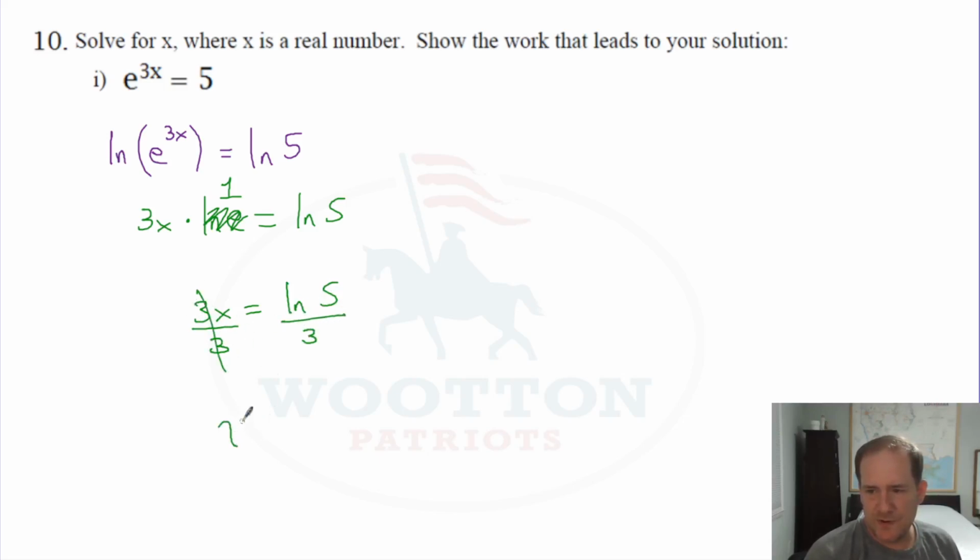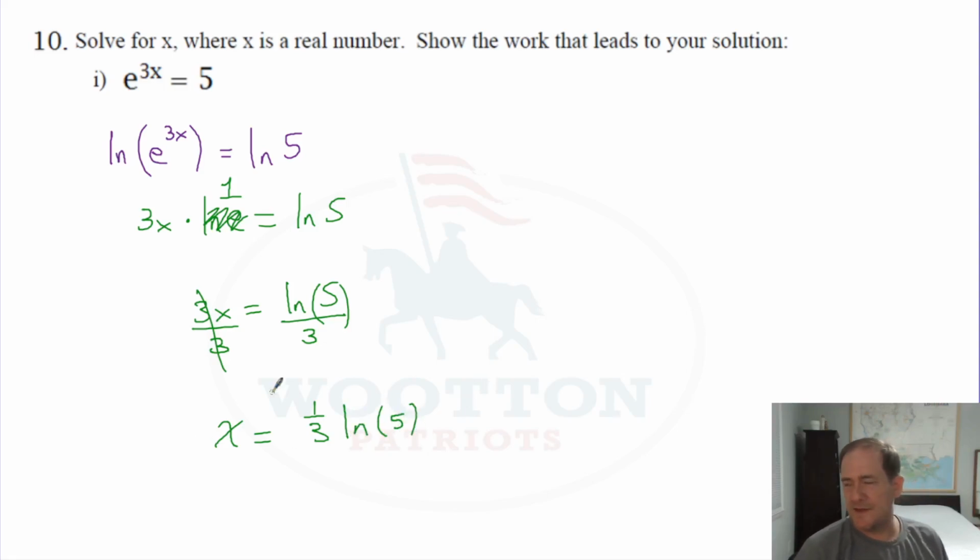Cancels. So we end up with x equals, now remember that 3 doesn't go with the 5. The 5 is sort of trapped in parentheses. So this 3 will be like a coefficient of a third on this ln. And that's sort of my best possible answer. The other thing we could do though is use the power rule to pull that 1/3 back in. Then we would get the ln of 5 to the 1/3. But that's the same as the ln of the cube root of 5.